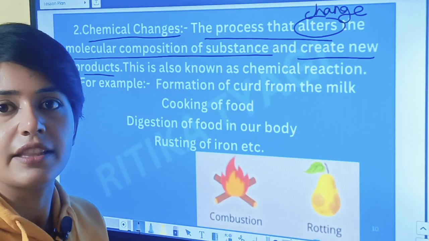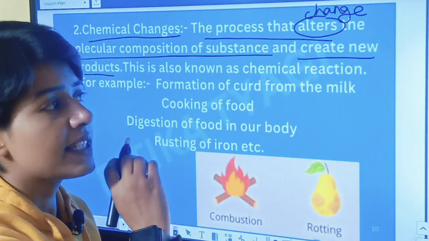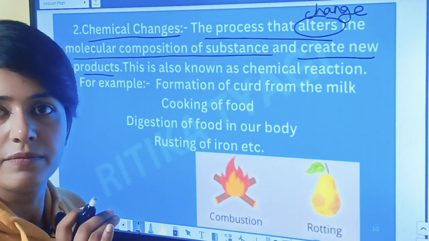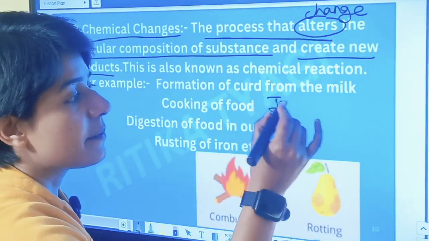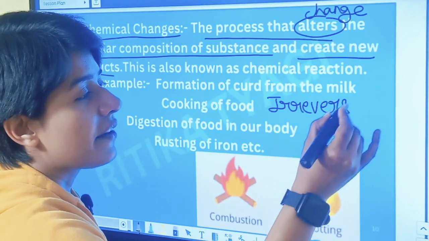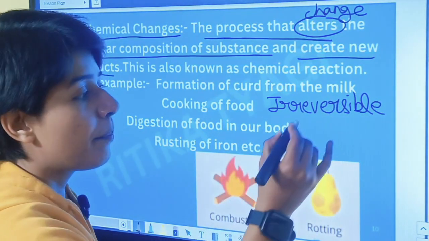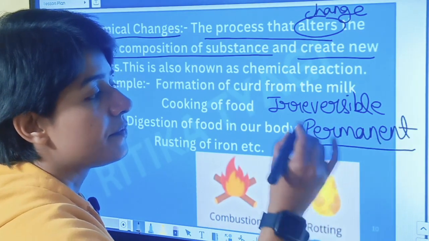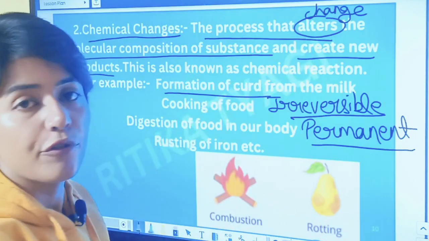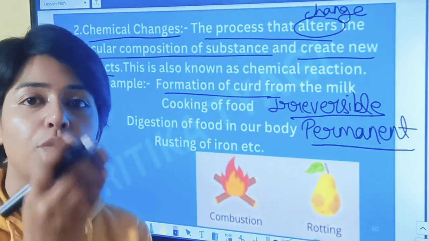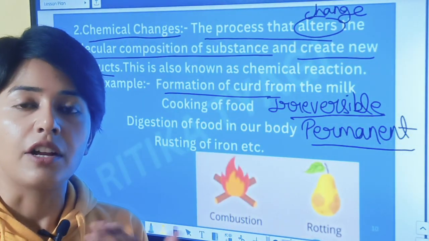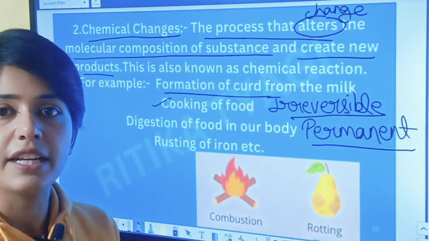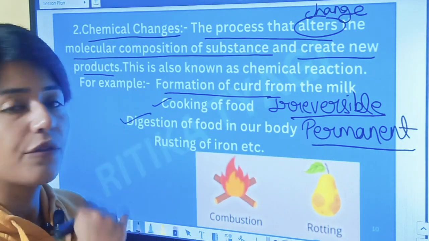And the new substance that is formed during a chemical change is completely different from the previous one and cannot be gotten back. That is, it is an irreversible change, or a permanent change. For example, formation of curd from milk. If the milk is converted into curd, then curd cannot be converted into milk. Similarly, cooking of food. If the food is cooked, then it cannot be gotten back. Digestion of food in our body.